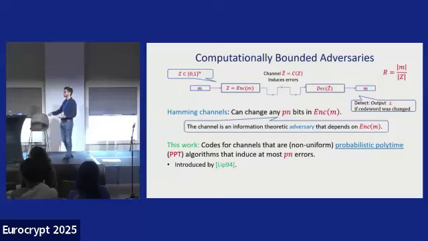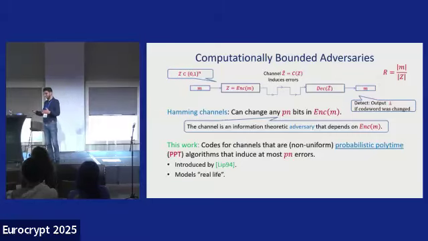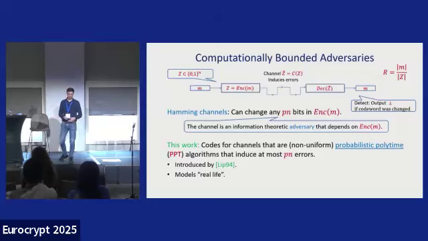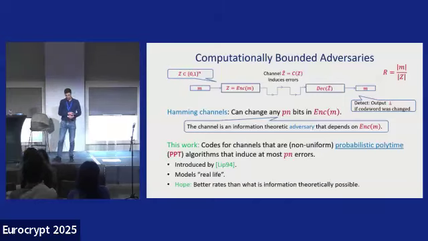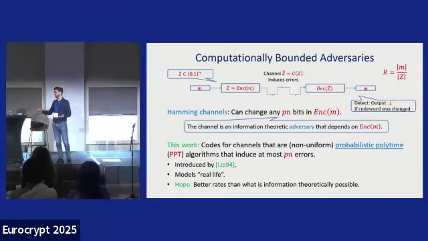This was introduced by Lipton in the 90s, and the rationale behind this is that it actually models real-life behavior, right? Whenever you send something in the real world, you're not going to be hit by a worst-case error. You're more likely to be hit by a computationally bounded error. If you're really interested in sending information from one place to another, then it makes sense for us to consider computationally bounded adversaries. And the hope now is, well, can we get better rates than what's possible information theoretically?